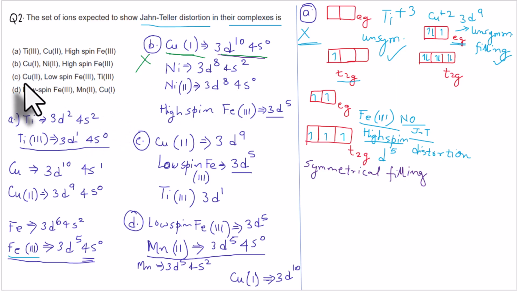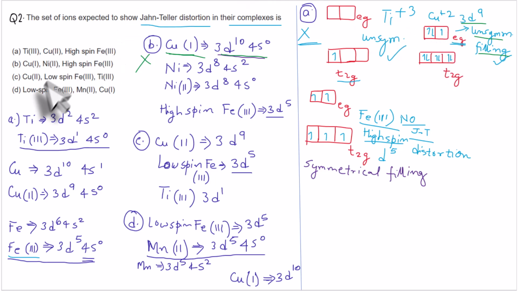Okay, next option, what do we have? We have copper 2+. Copper 2+ shows unsymmetric filling of eg orbitals. We have the 3d9 configuration, 6 electrons in t2g and 3 electrons in eg. So this copper 2+ should show Jahn Teller distortion, because of the asymmetrically filled eg orbitals.